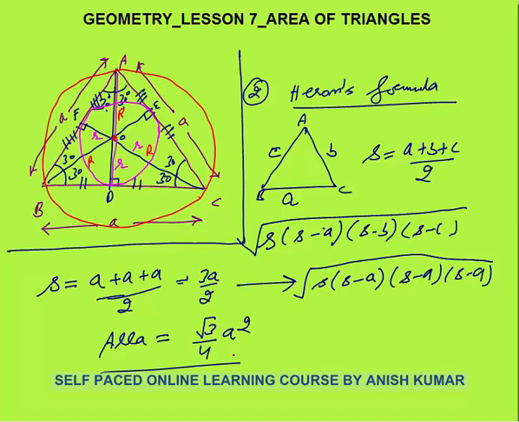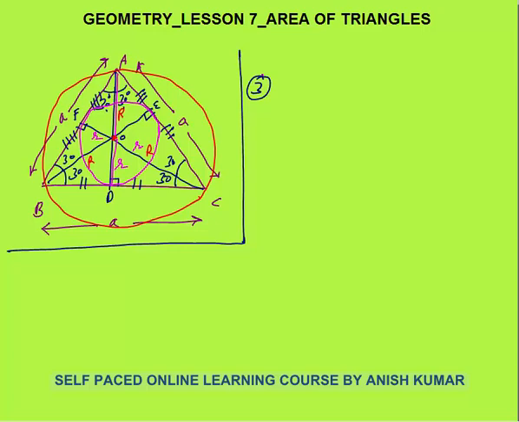Second is Heron's formula. The third method is also very important. It says that the area can also be calculated as half into any two adjacent sides. I am taking, let's say, AB into AC.